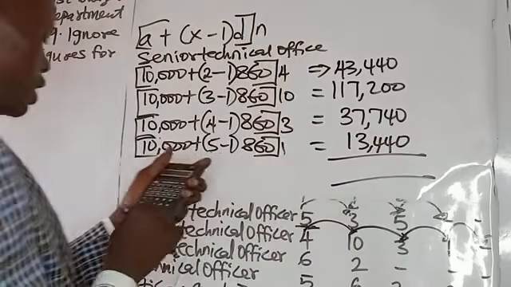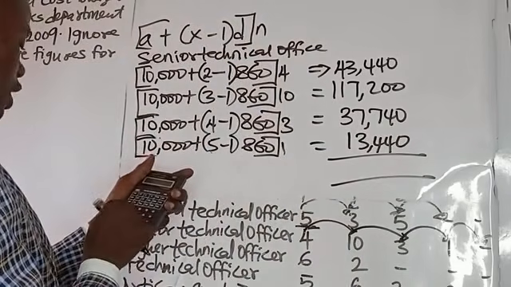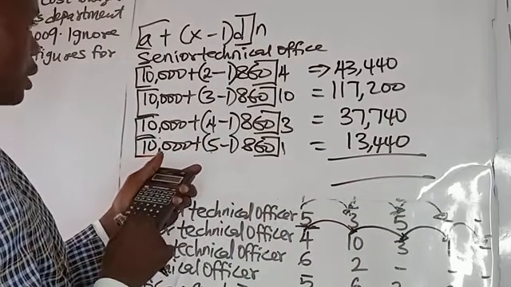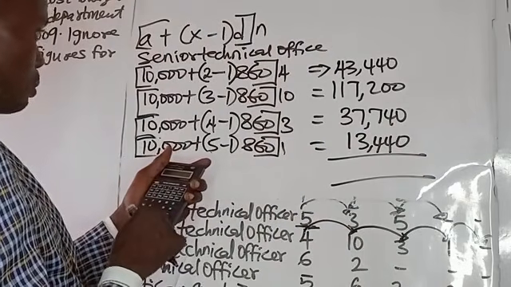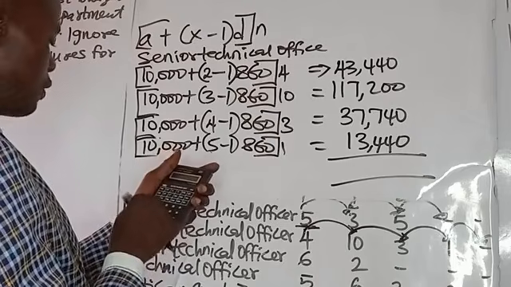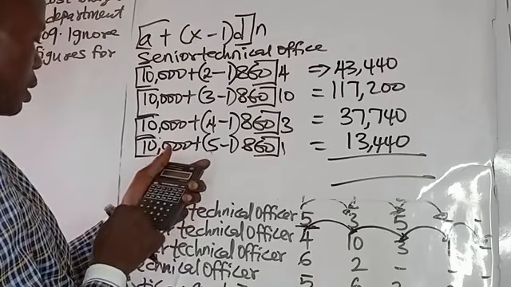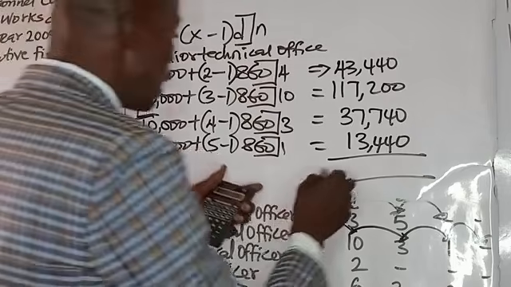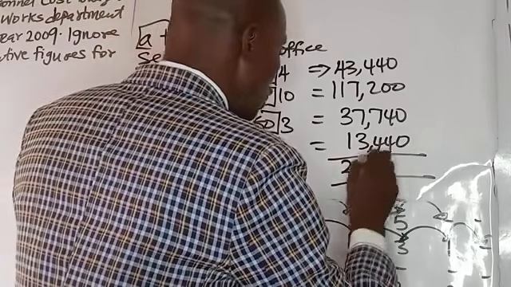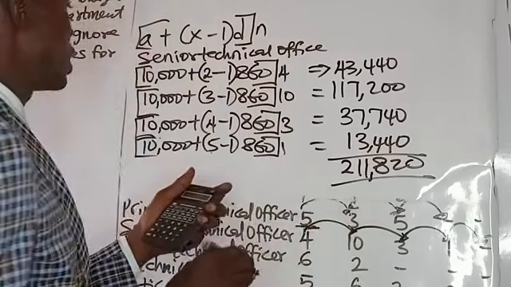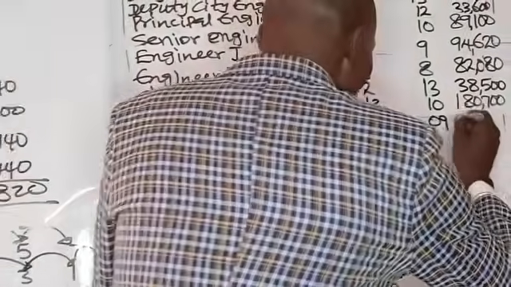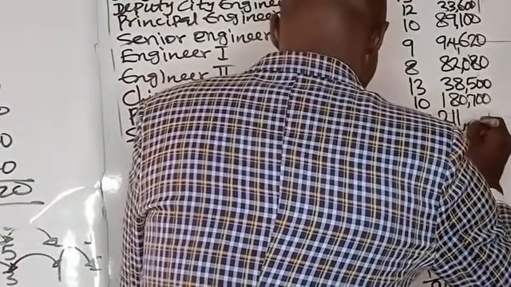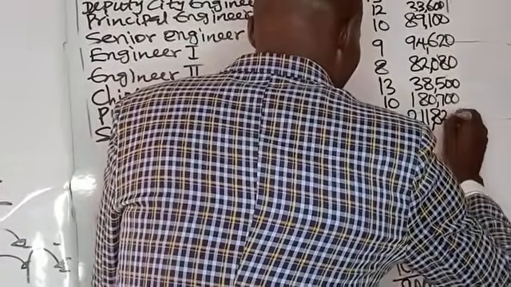Then plus 37,740 plus 117,200 plus 43,440. That is total 211,820. So senior technical officer, 211,820.